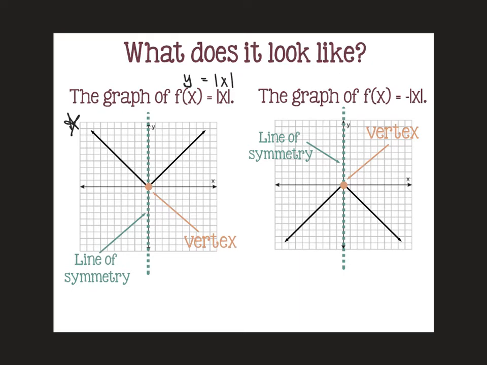A couple important words you need to know are vertex. So the vertex is this point here. And then line of symmetry is this line that we can draw in that cuts the graph directly in half, and it looks the same on both sides. So line of symmetry. The graph to the right over here is the absolute value of negative x, and if you look, it's the same graph, it's just upside down.